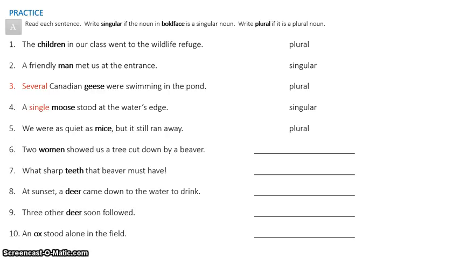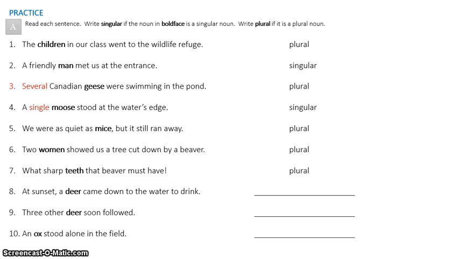Number 6, 2 women showed us a tree cut down by a beaver. Okay, woman is one, so women is plural. Now, they also gave you a hint there because they put the number 2 in front of the word women. Number 7, what sharp teeth that beaver must have. Okay, so on the word teeth, teeth is the plural form of the single noun tooth. So we know that teeth is plural.